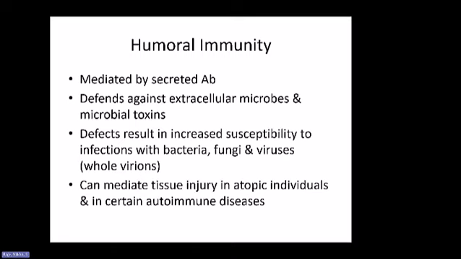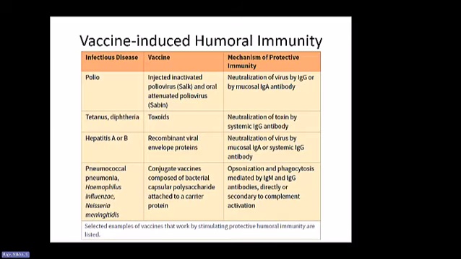Defects result in increased susceptibility to infections with bacteria, fungi, and viruses, and humoral immunity can mediate tissue injury in atopic individuals or autoimmune disorders. So we know that vaccines can produce humoral immunity, and for some of these vaccines, the mechanism can be different. For example, for polio, the virus is neutralized by the immunoglobulins, IgG and IgA. Same for tetanus and diphtheria toxoids. Again, neutralization works great. Same for hepatitis A or B. It's a neutralization of the virus.